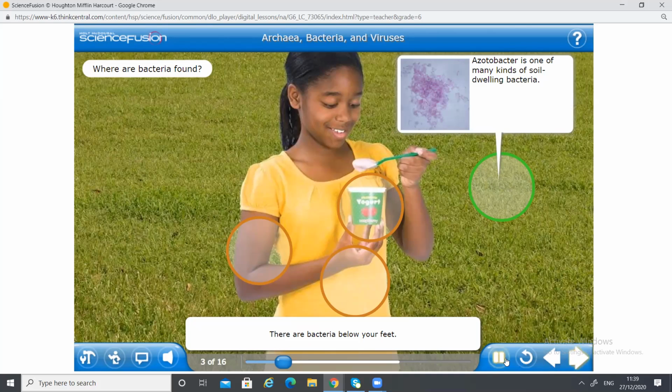Bacteria below your feet. Bacteria have even been found in Arctic and Antarctic soils. Azotobacter, shown here, is one of many kinds of soil-dwelling bacteria.